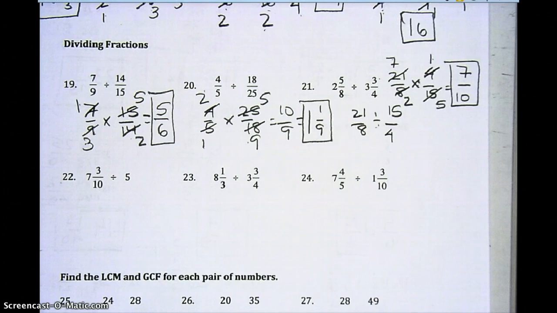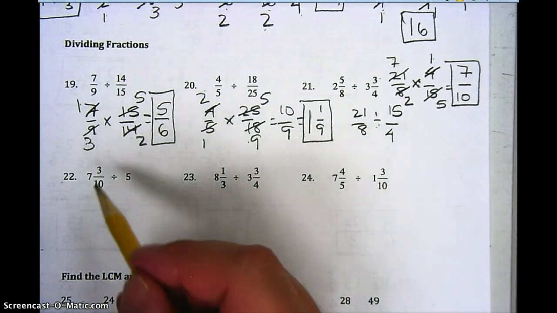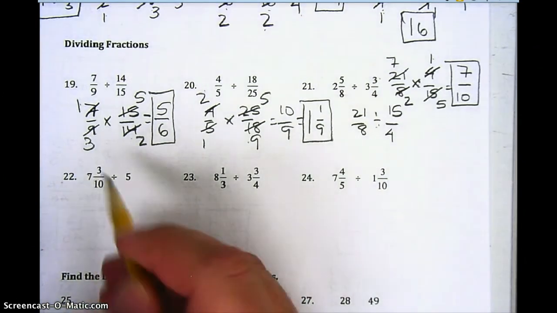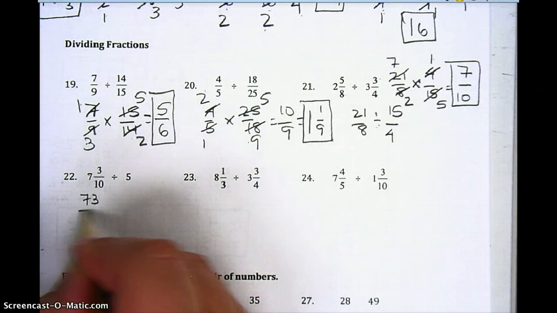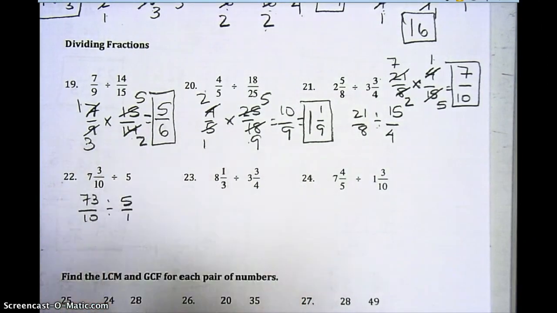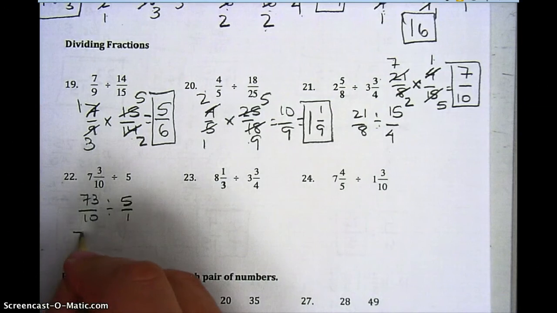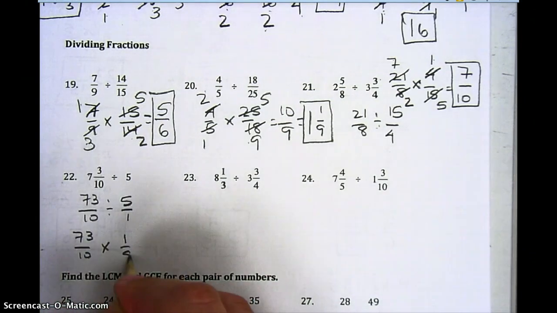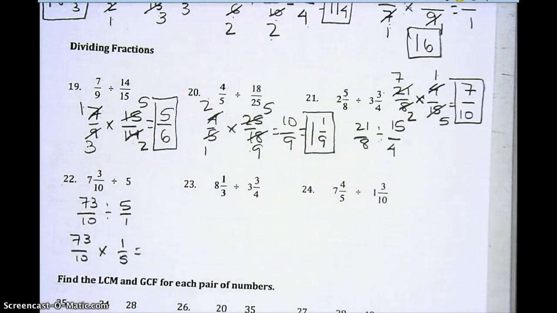Okay, let's see, I did number 22. So what I'm going to do is take 10 times 7, which is 70, plus 3 is 73 tenths, divided by 5/1, because 5/1 is the same thing as 5. Now I'm going to copy, change, flip it. So I copy, change, and flip, and then I'll reduce.